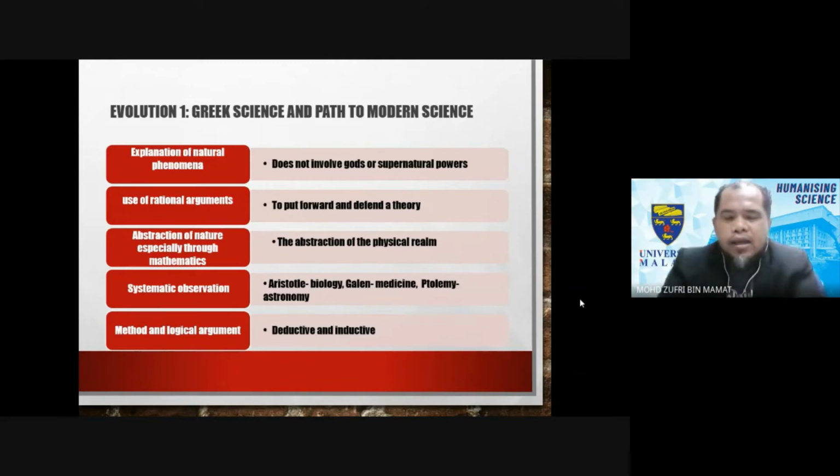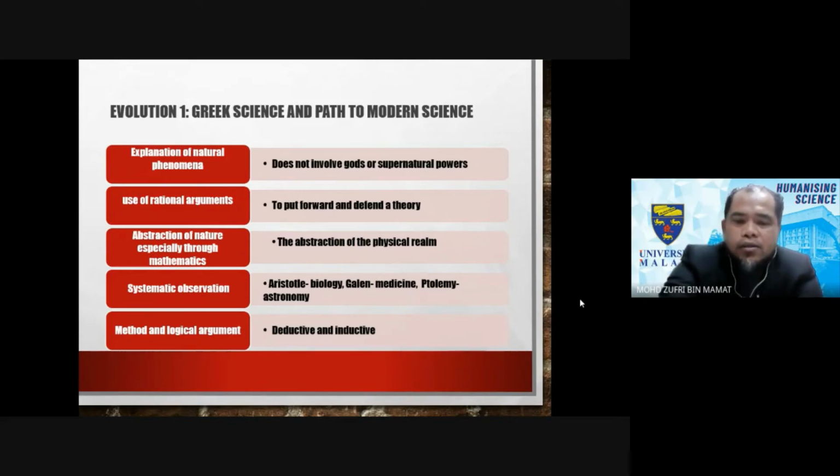Number four, systematic and intensive observation of nature. For example, we can see it in Aristotle's work in biology, Galen in medicine, and Ptolemy in astronomy. And the last one is that method and logical argument are used in drawing conclusions. Greek science used deductive logic, which draws specific conclusions based on general statements, rather than inductive logic.